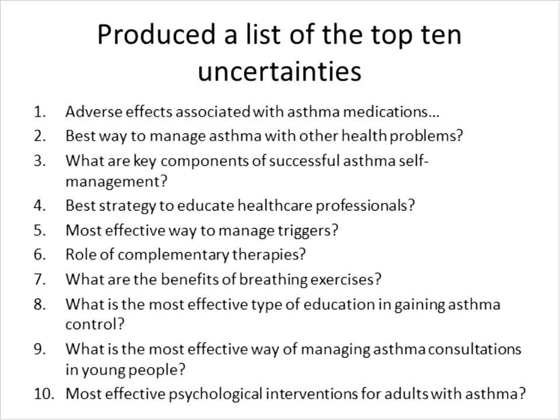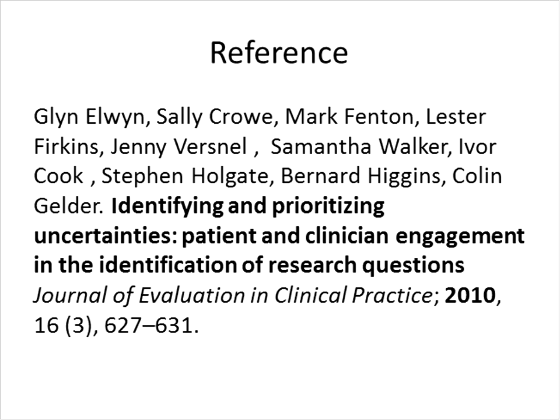For example, number 6, what is the role of complementary therapies, could be summarised and could be split down into a number of review questions. For example, acupuncture for asthma, breathing exercises. Well, that's not really a complementary therapy. I'm trying to think of another one, chiropractic, that kind of thing. And those individual reviews could then be reviewed in an overall systematic review, an overview. So here is a reference for the publication that resulted from that work.